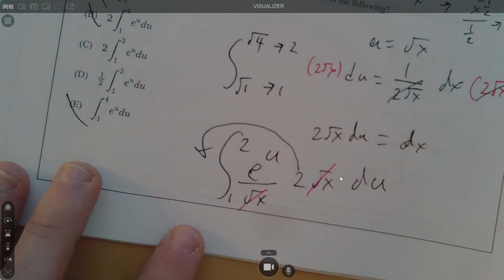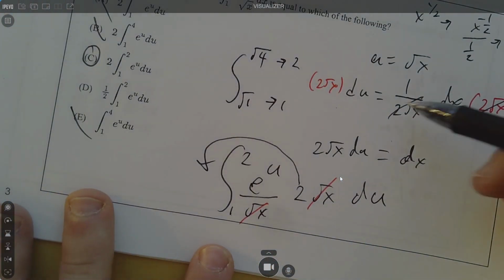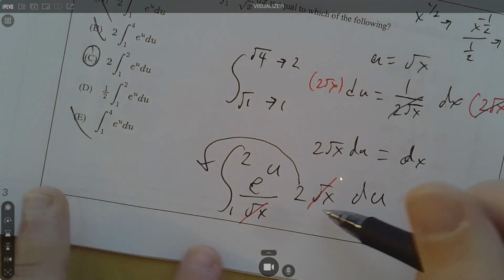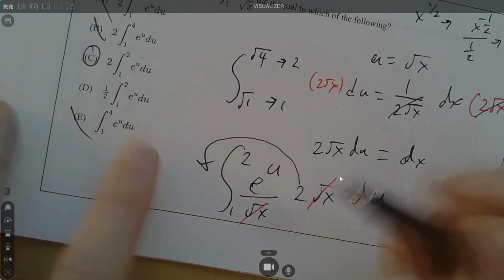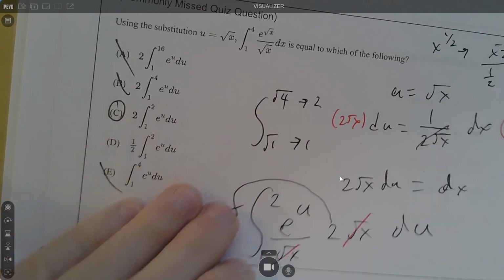So the 2 would just come out front. So that's why it's 2, okay? Because when you take the derivative, that 2 root x ends up in the denominator, so you actually have to multiply to get it over here. The root x is canceled, that 2 is still on the top, it comes out front, that's why it's 2 root 1 to 2, e to the u du, okay?